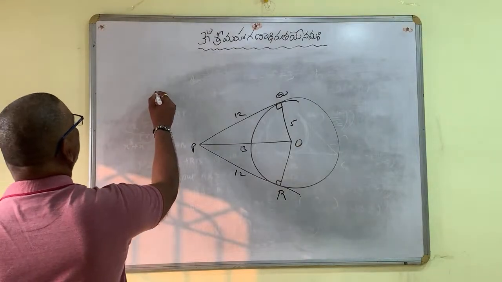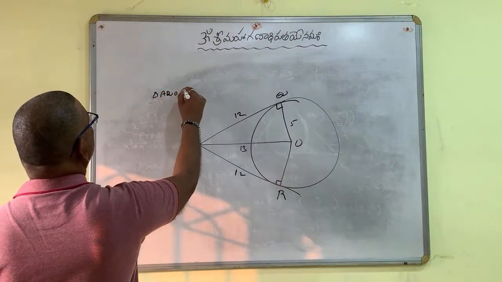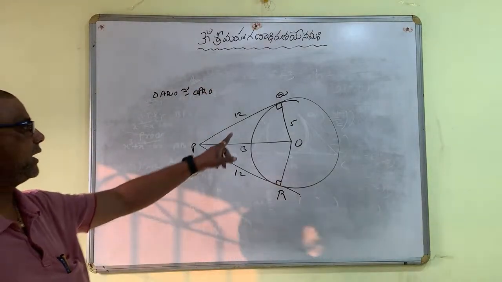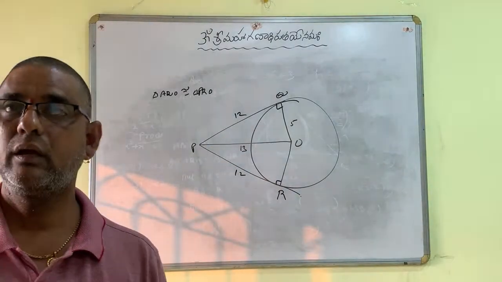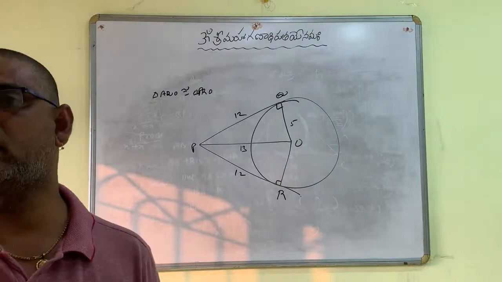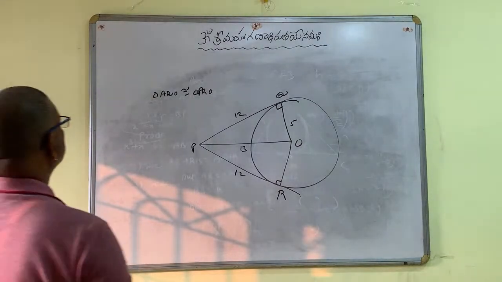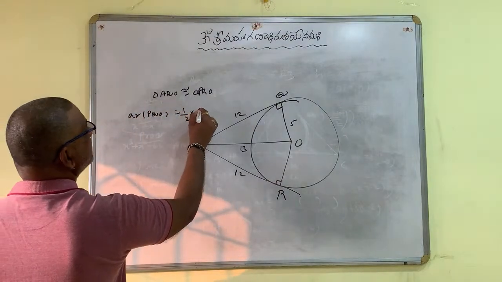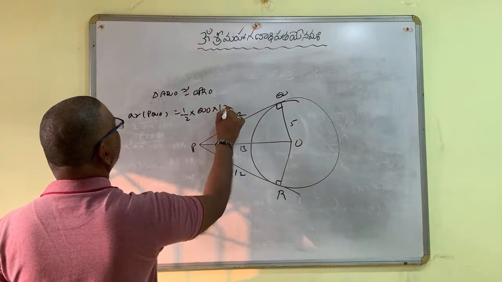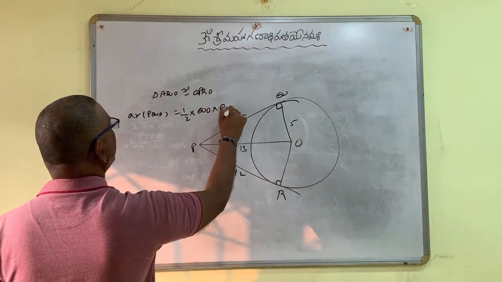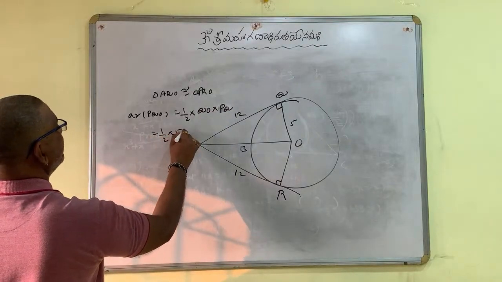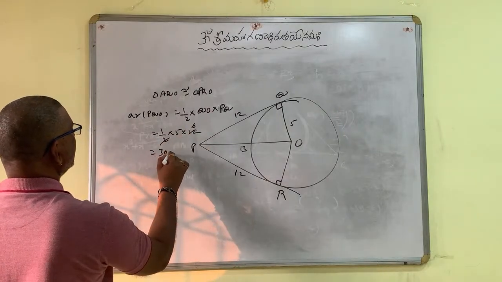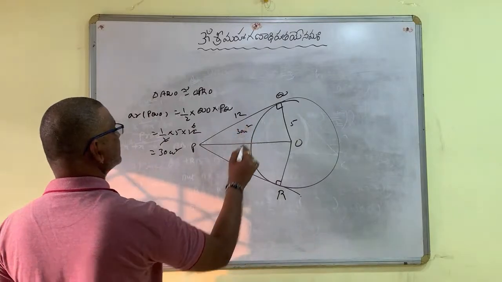First, you can see triangle PQO is congruent to triangle PRO. These two triangles are congruent. If two triangles are congruent, their areas are equal. Area of PQO is equal to half base into height. Height PQ, so half into 5 into 12, that is 30 centimeter square.